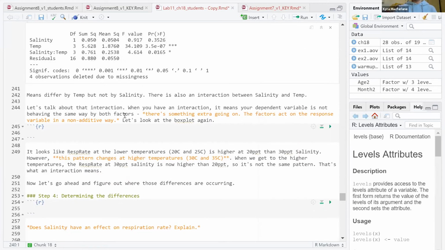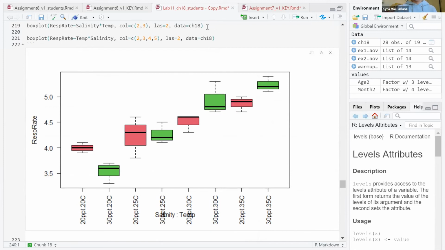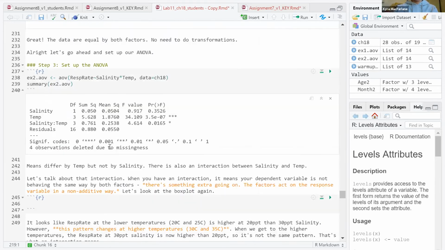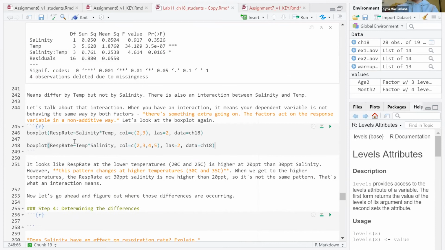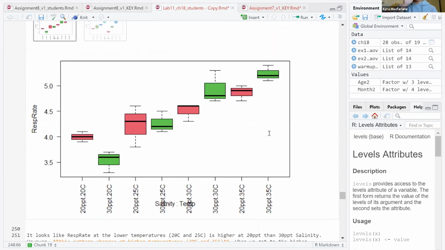So again, when you have an interaction, that means your dependent variable is not behaving the same way by both factors. There's something extra going on. The factors act on the response variable in a non-additive way. So let's look at this box plot again. And let's look at both of them. Why not? Okay. So this is the original one, the one that I was going to focus on.